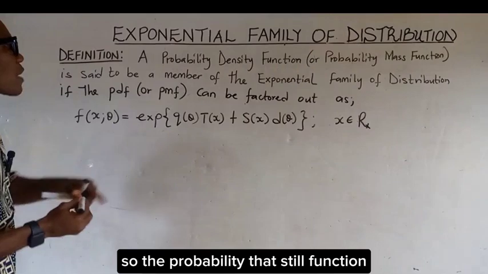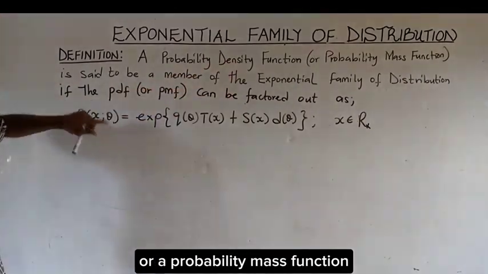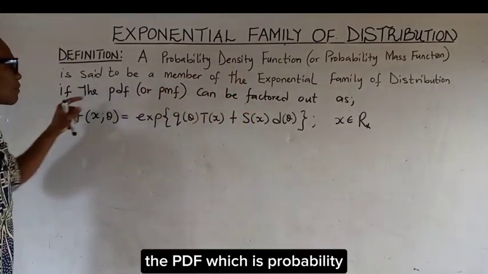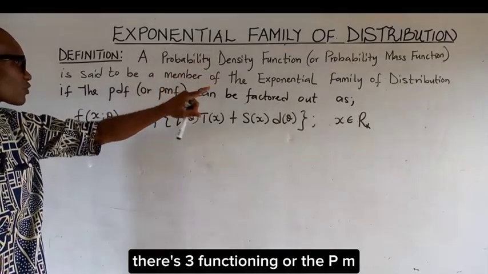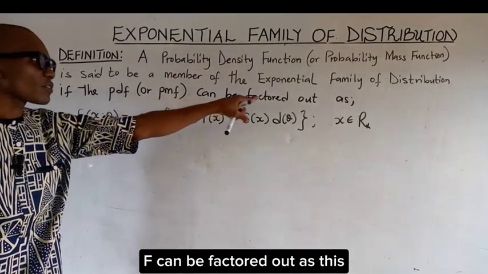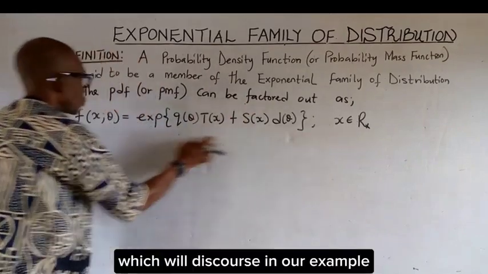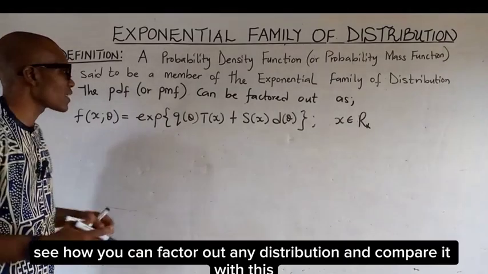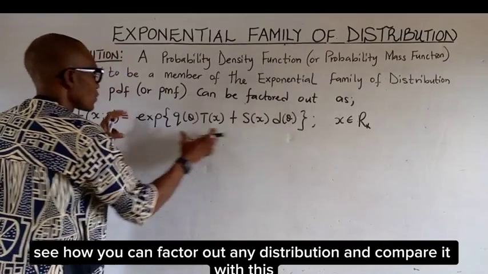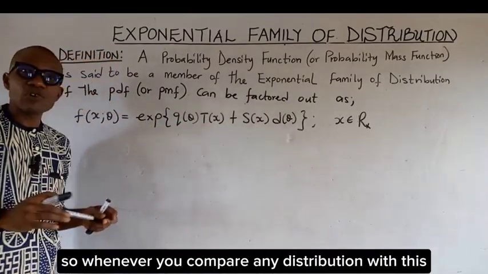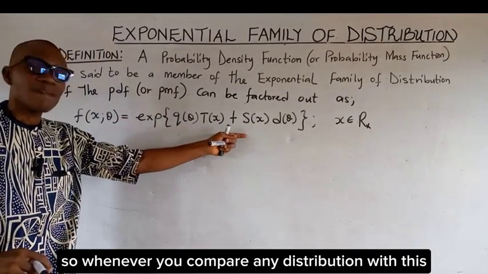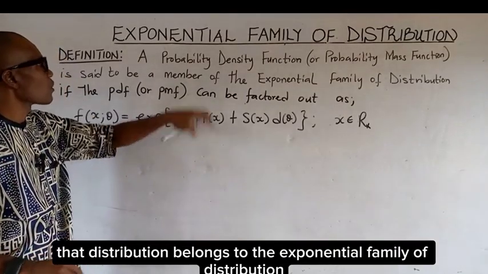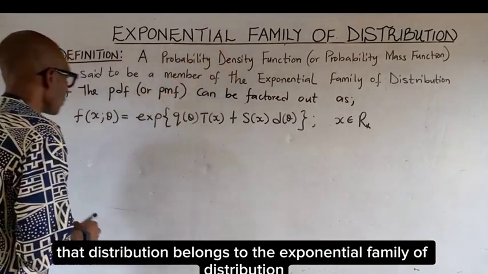So, a probability density function or a probability mass function is said to be a member of the exponential family of distribution if the PDF or the PMF can be factored out as this, which we'll discuss in our example. When we take some examples, we'll see how you can factor out any distribution and compare it with this. Whenever you compare any distribution with this and get answers for it, then you know that that distribution belongs to the exponential family of distribution.